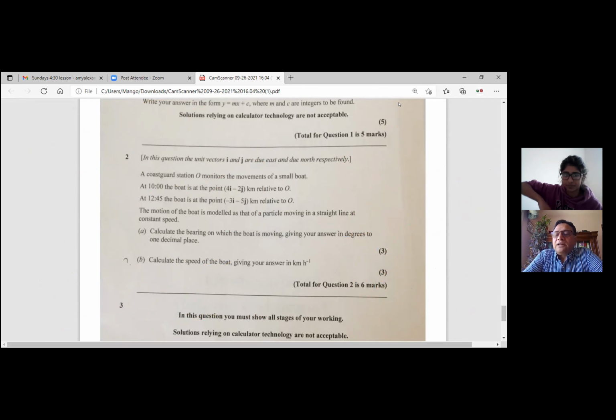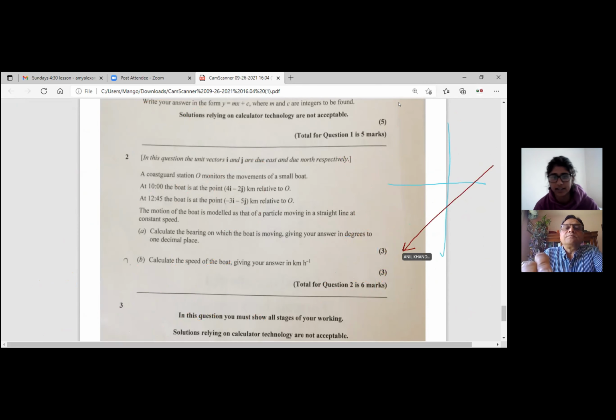Can you please tell me the strategy adopted in answering question number 2? In the exam, how will you approach it? So when I come across it, first it's all about drawing a diagram. Do the axes and then plot the points. So you do 4 along the x-axis, -2 down, plot that, and then you've got -3, -5, and draw your triangle. So that's the first sketch.